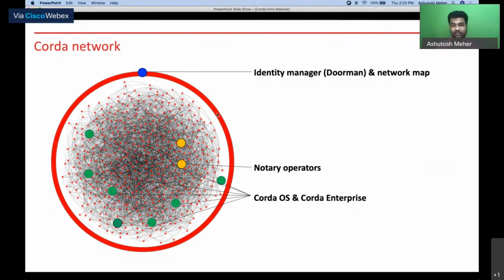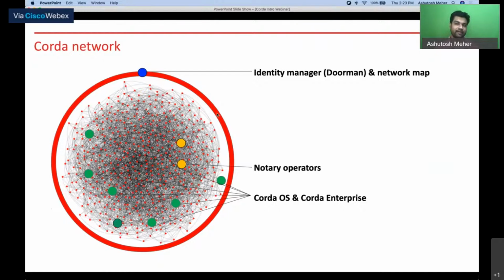That identity provider is called the doorman or the identity manager, who holds the root key authority. And every time a node wants to join this network, it has to be given permission by the identity manager or the domain. How that happens is the node will sign its certificates, and once those certificates are signed by the root authority for the domain, it can be allowed to join the network. And in that process, something happens which is called updating the network map. Now, there are multiple identities within the Corda network, but how do they know each other? Where do they search for each other? That place is called the network map.